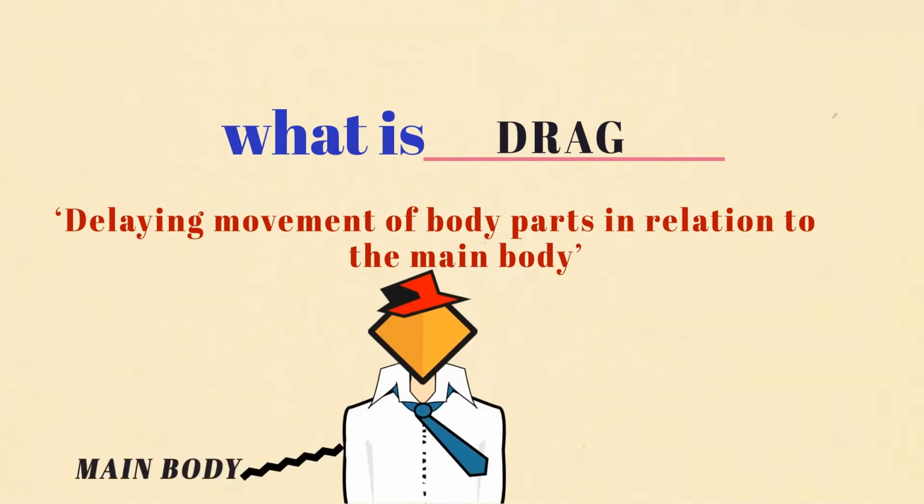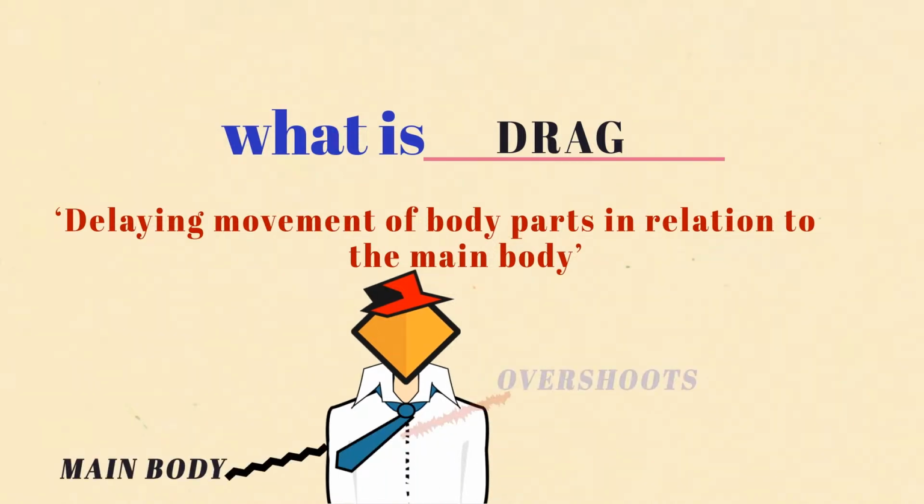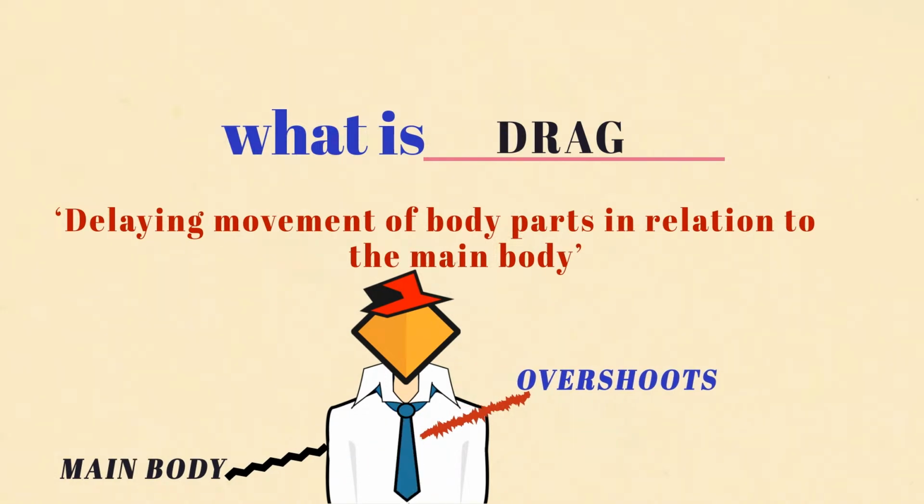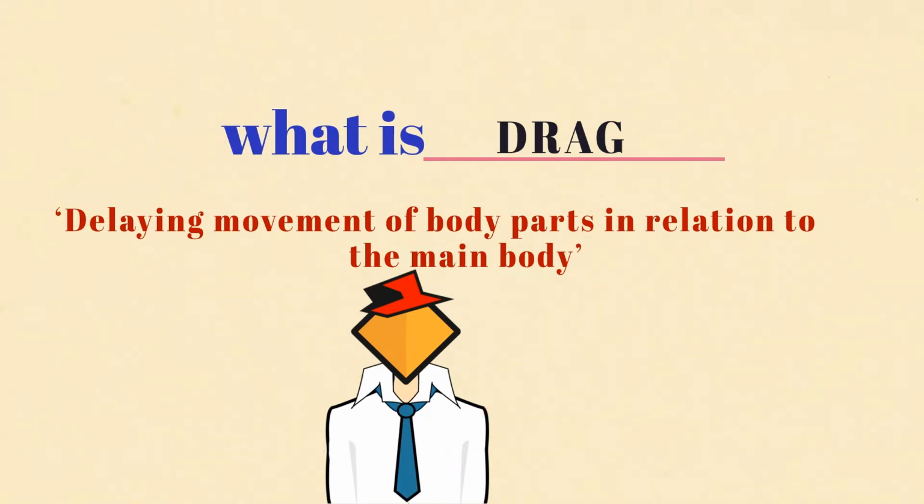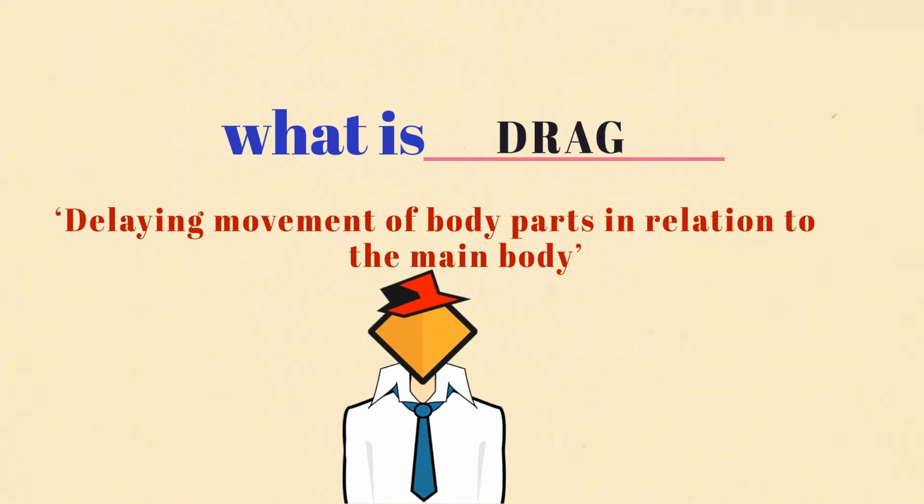Let's look at Mr. Keyframe. If his whole body were to move, the tie would be dragged afterwards. It would then follow through the movement, which would overshoot the movement, and eventually settle back down. So essentially, all we're ever doing is moving the main body, dragging anything else that's secondary, having it overshoot, and eventually settle down.